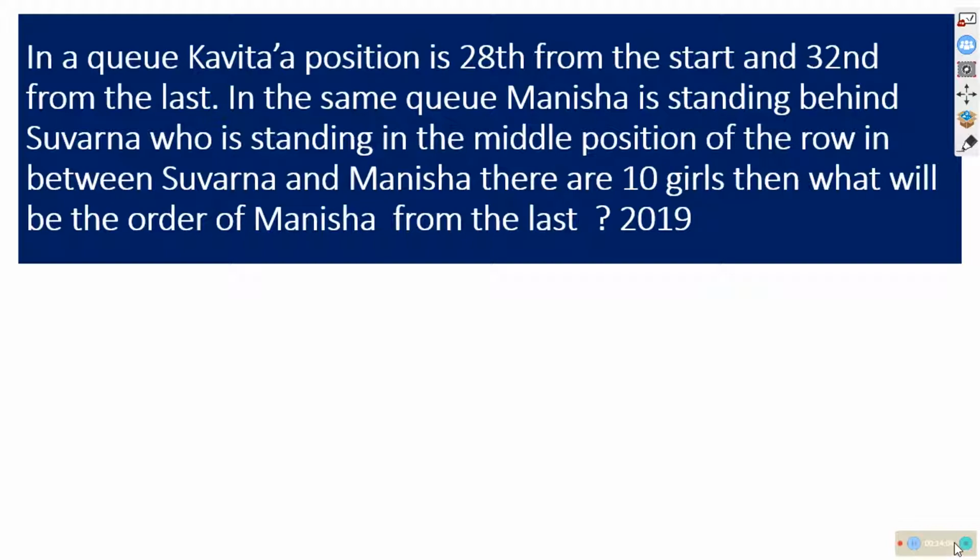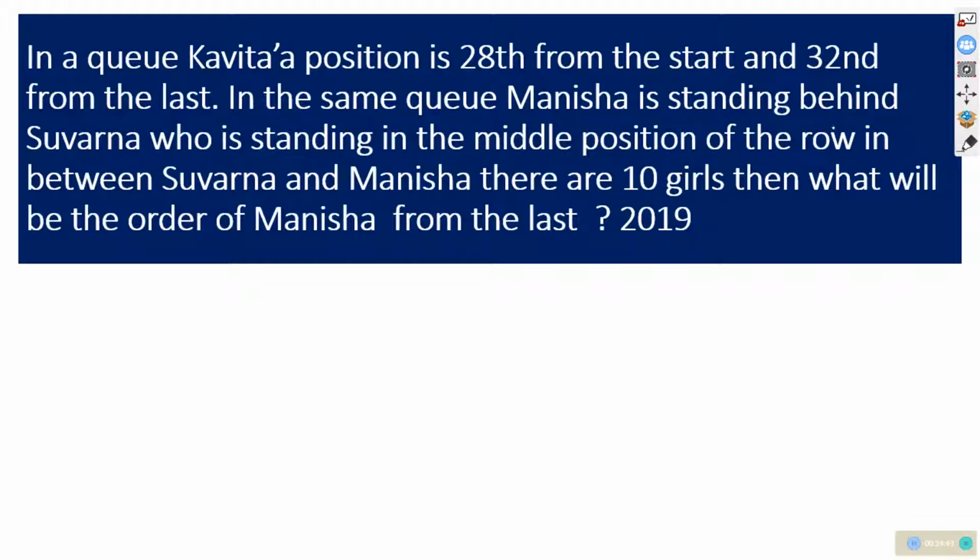Here comes another question. In a queue, Kavita's position is 28th from the start and 32nd from the last. In the same queue, Manisha is standing behind Suvarna, who is standing in the middle position of the row. In between Suvarna and Manisha, there are 10 girls. Then what will be the order of Manisha from the last? Understood? Again, this question appeared in the 2019 question paper, a very recent paper. Afterwards, exams were not properly conducted because of COVID.